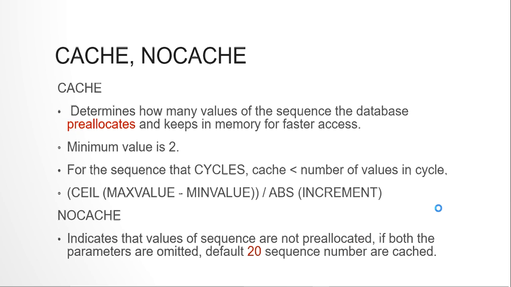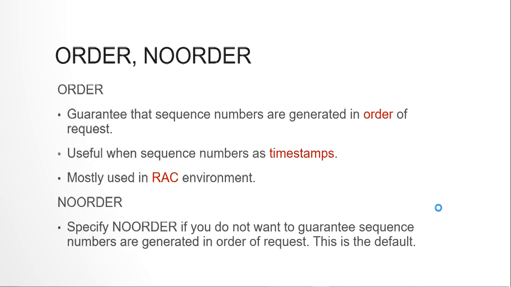If you specifically say no cache, Oracle won't cache any values. If you specifically give cache, you need to specify how many values you want to cache. The minimum allowed is 2. You cannot cache 1. You can cache 2, 20, like that. And if you don't specify anything, which I do normally, I don't specify cache or no cache, what Oracle does, it will by default cache 20 sequence numbers. That is by default.